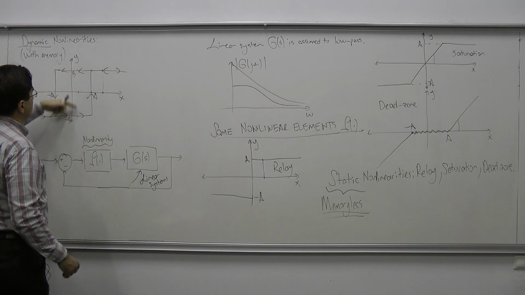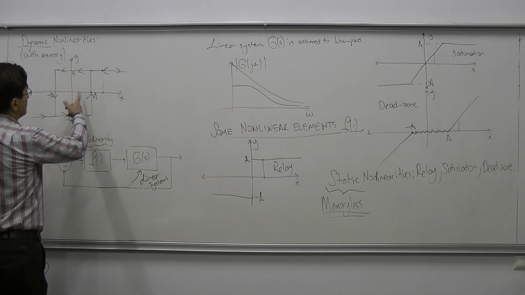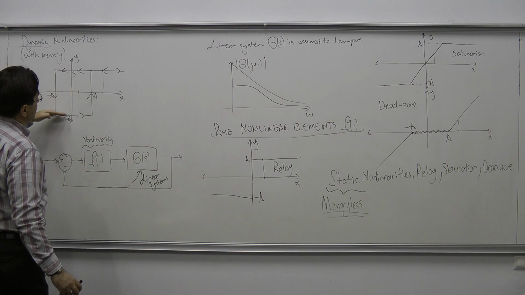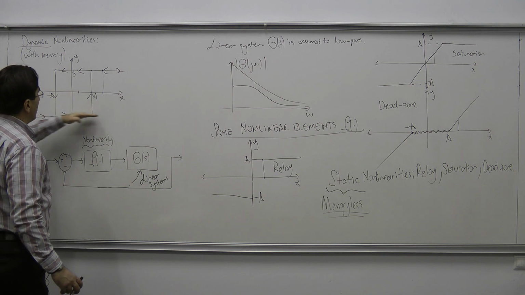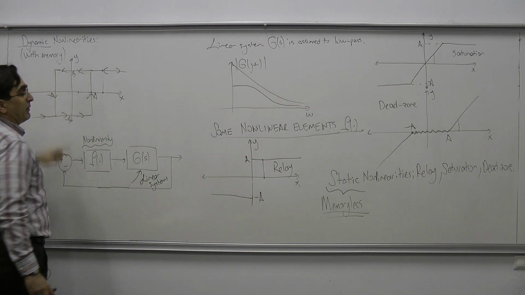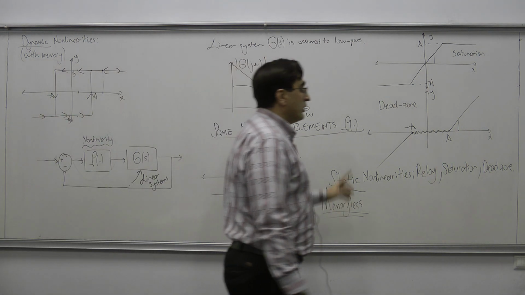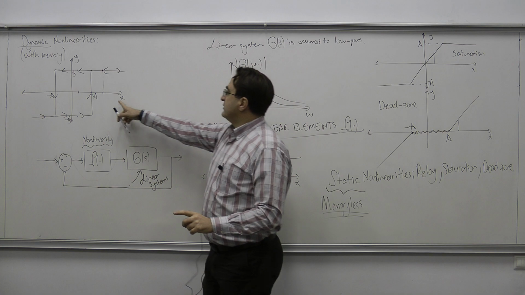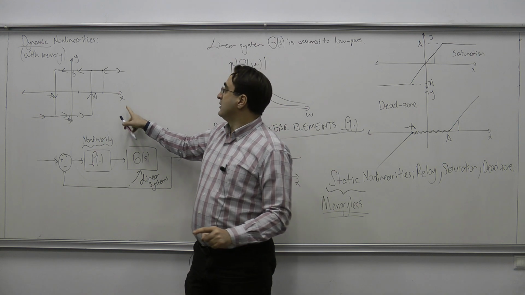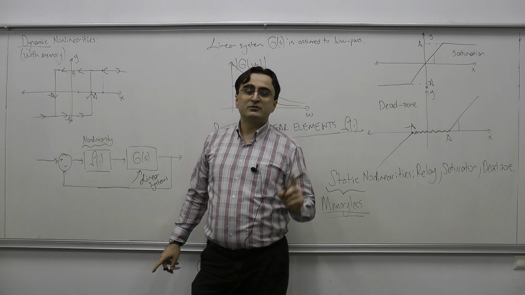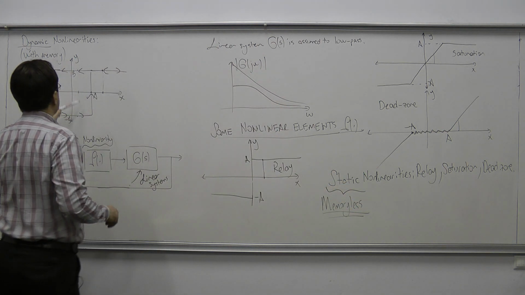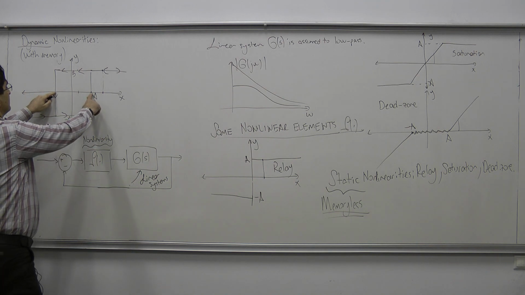Which of these values is valid is determined by whether x is increasing or decreasing. If the value of x is increasing, then the below value would be valid. If the value of x is decreasing, the value above would be valid. So in this nonlinearity, not only is the value of x important, but we also need to know the derivative of x, whether it's positive or negative, to be able to determine the value of the nonlinearity in this range.